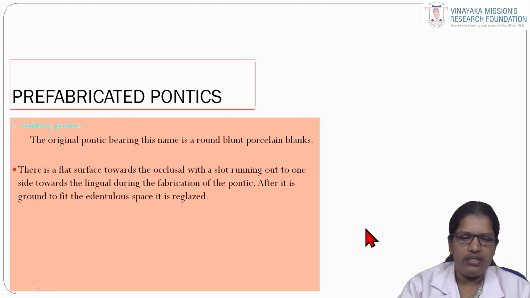In sanitary Pontics, the original Pontic bearing this name is a round blended porcelain blank. There is a flat surface towards the occlusal with a slot running out to one side towards the lingual during the fabrication of the Pontic. After it is ground to fit the edentulous space, it is reglazed.